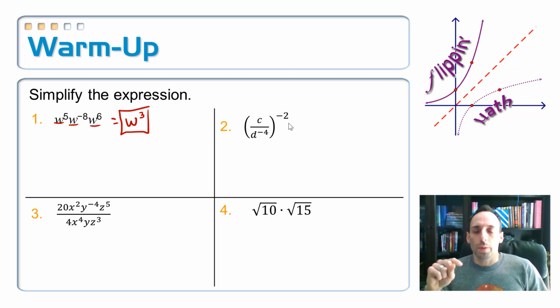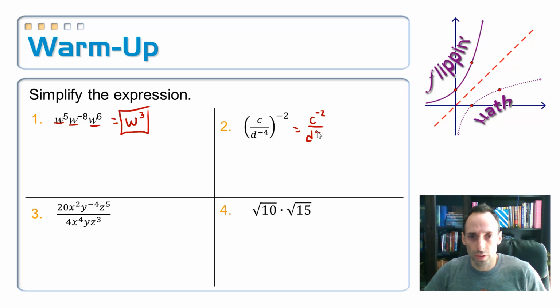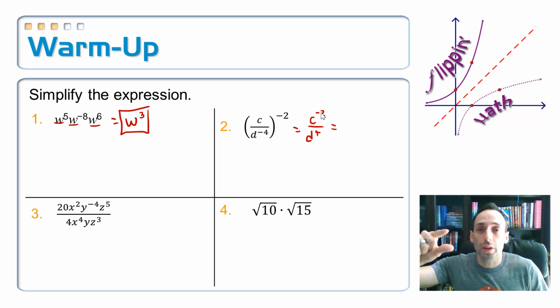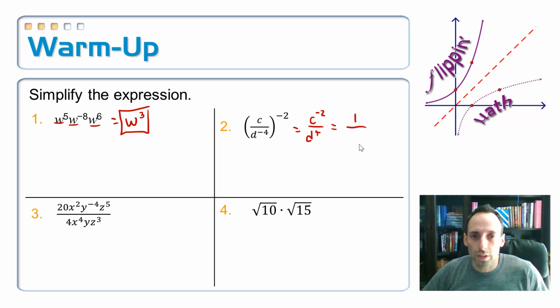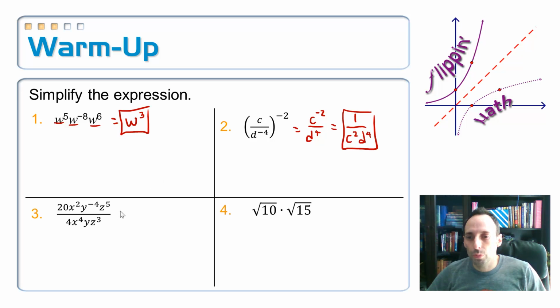Now, whenever I have on number 2 a power to a power, I multiply both of the things inside the parentheses by that power. It's almost like a distributive property. C to the negative 2, and then d to the positive 4. A negative 2 exponent doesn't mean the number's negative. It just means that it's the reciprocal. It needs to go down in the bottom. When it does, it leaves a 1 up on the top. C squared d to the 4th. There we go.